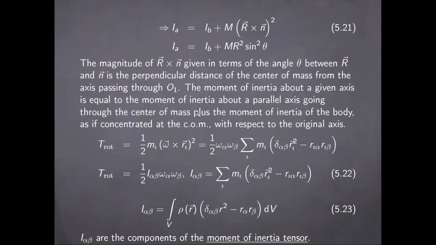So just to identify things, this is the moment of inertia about a given axis, and it would be equal to the moment of inertia about a parallel axis going through the center of mass, which is this one, plus the moment of inertia of the body as if concentrated at the center of mass with respect to the original axis, which is the term here.